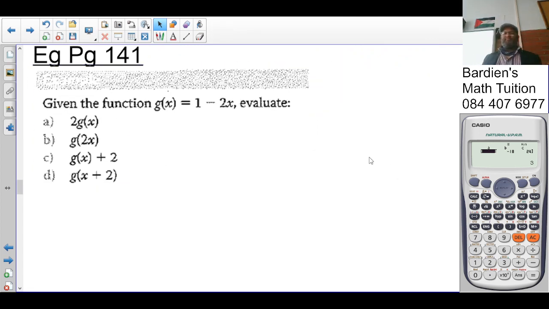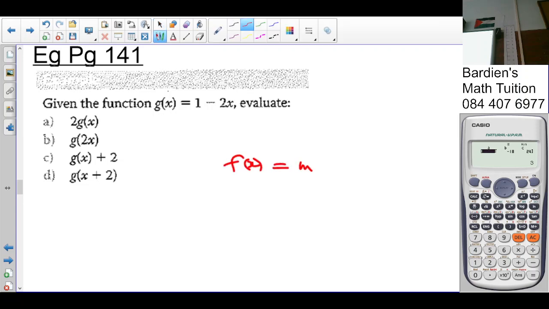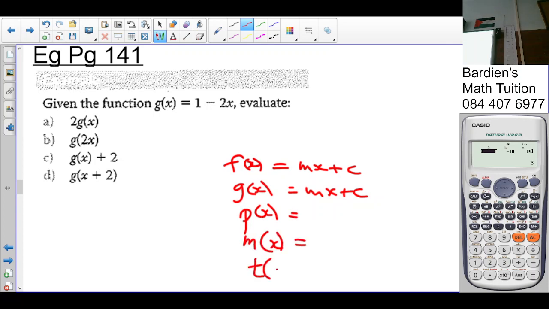Right. There's the next one. Given that g of x. Now they could have said f of x equals mx plus c, or they can say g of x is equal to mx plus c, or p of x, m of x, t of x, s of x, whatever. They can put whatever they want. But often we use f of x, g of x, and h of x. Now and then k of x.